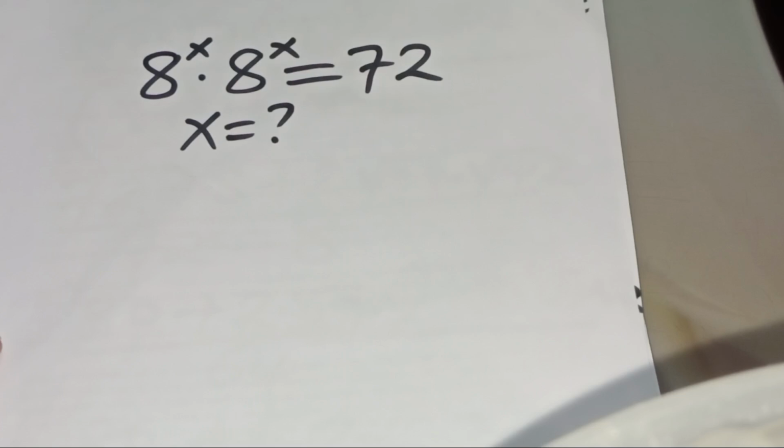Hello everyone, welcome to proving the solution. Given this exponential equation, 8 to the power x multiplied by 8 to the power x is equal to 72, what is the value of x? Now, solution.